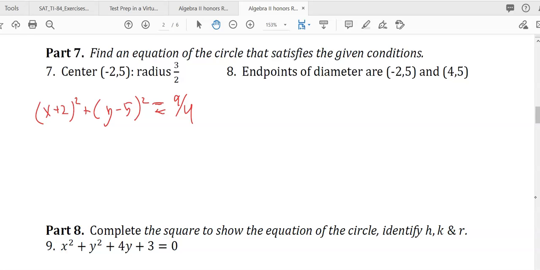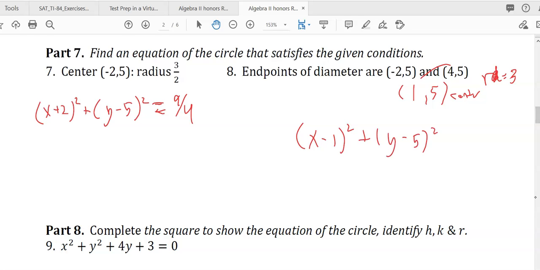Endpoints of the diameter, so let's find the midpoint first. So I know the y value of the midpoint is 5, because they're both 5. Add up the two x terms, x1 plus x2 is 2, and divided by 2 is 1. So that's the center. Looks like the distance between those two, since you can do it in your head, is just a distance of 3. So the radius is 3. And so our equation is x minus 1 squared plus y minus 5 squared equals 3 squared, which is 9.